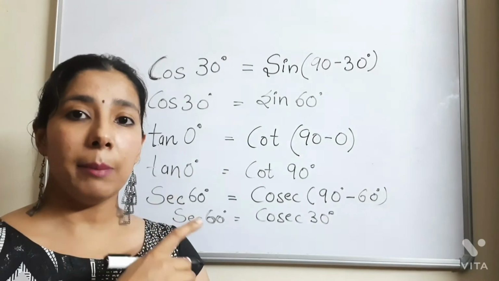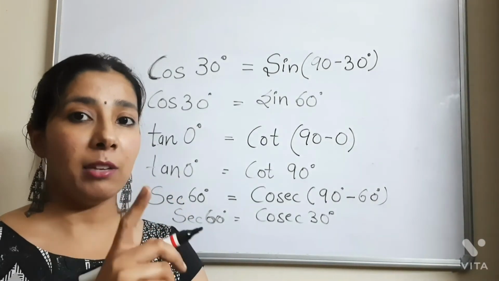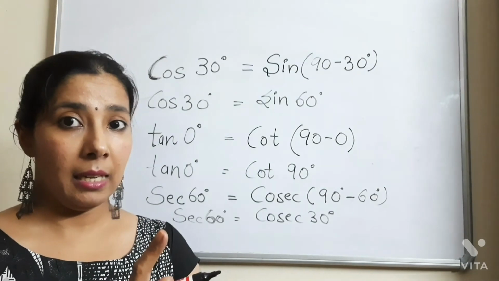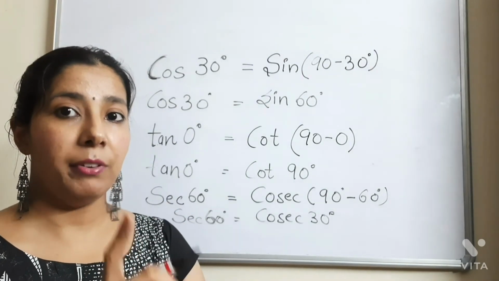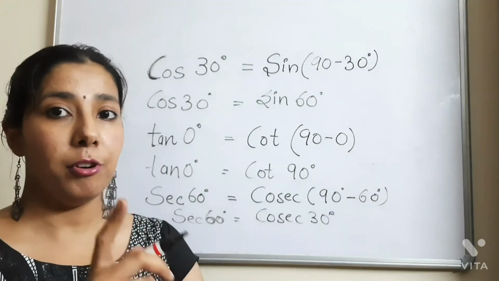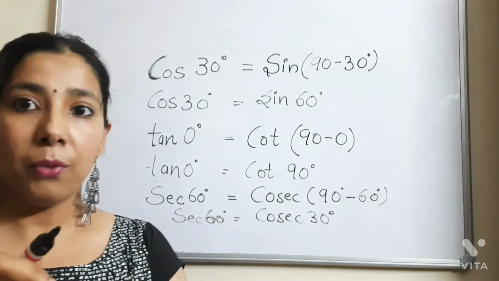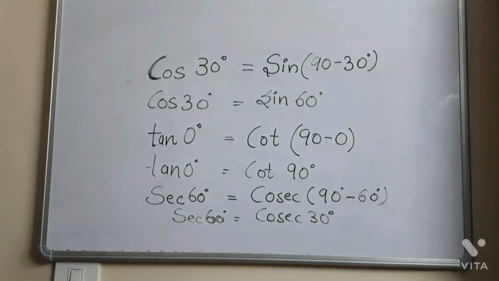If you are using the concept of complementary pairs, then it is applied between the specified pairs only. Like if it is between sine and cos, between tan and cot, or between secant and cosecant, then only you can apply the concept of complementary pairs. Otherwise, no. Fine. Let's take one more example.